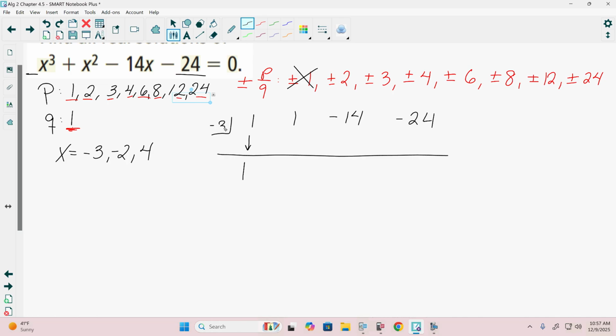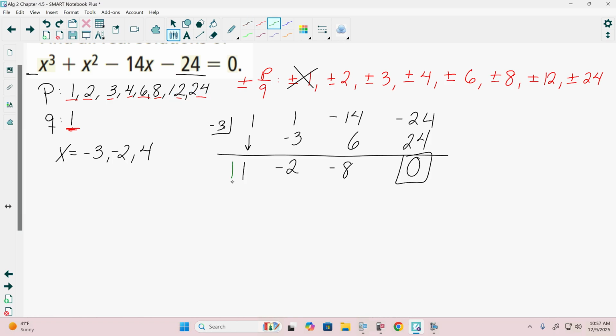Because if we did the synthetic division to make sure, negative 3 times 1 is negative 3. 1 plus negative 3 is negative 2. Negative 3 times negative 2 is positive 6. Negative 14 plus 6 is negative 8. Negative 3 times negative 8 is positive 24. And negative 24 plus 24 is indeed 0.